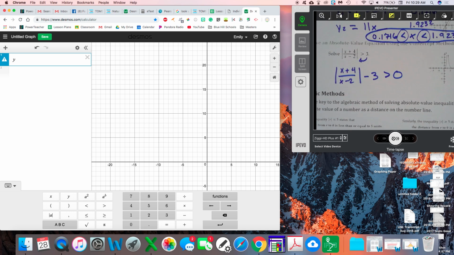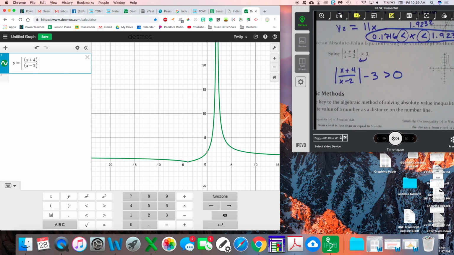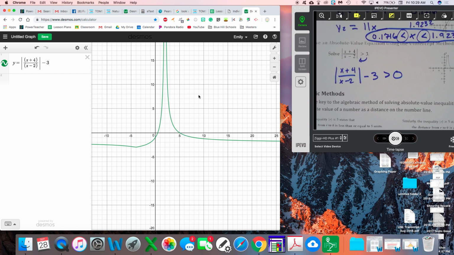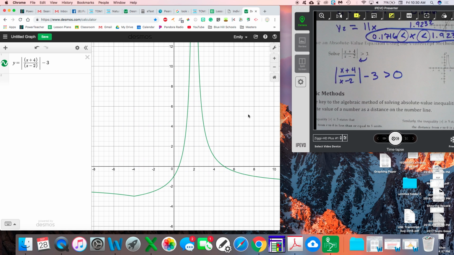Okay. So this one, I'm going to do y equals absolute value, and I'm going to have some really ugly stuff. I do parentheses x plus 4 divided by parentheses x minus 2. And it looks like that. Close my absolute value, and then minus 3. Like that. This is what I have going on here. This is the graph of him.